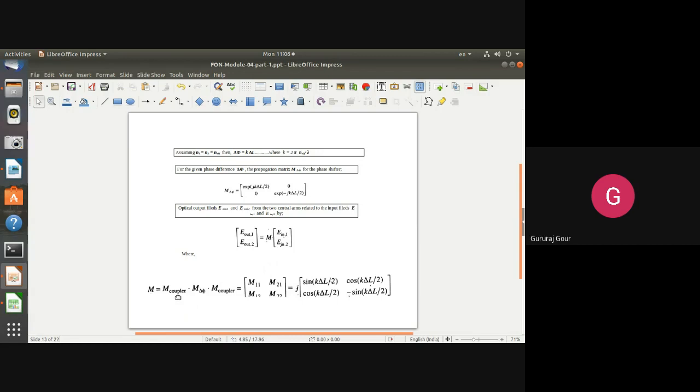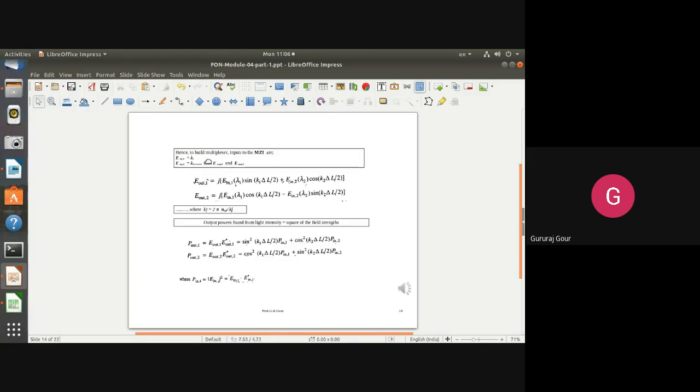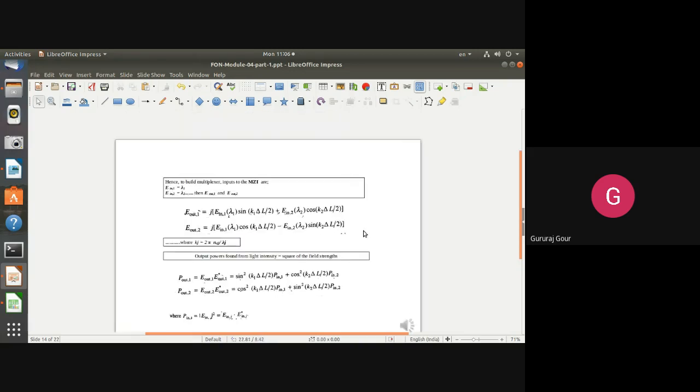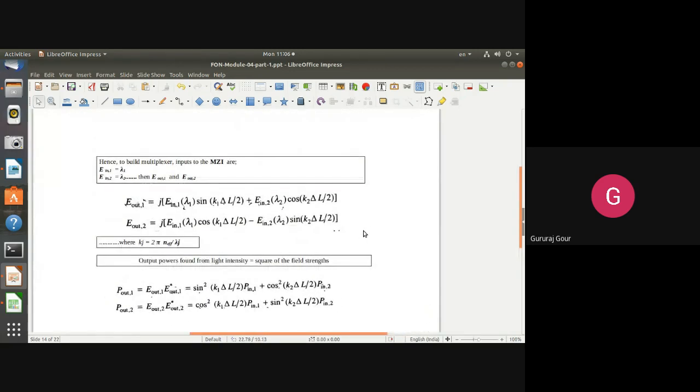So when we write coupler, it means the directional coupler itself we are using as a splitter and the combiner. So here coupler actually refers to the directional coupler. And I have already told how to remember this. So these things you get by assuming that N1 and N2 are equal to the effective index, N effective. Then we are going to modify the delta phi. Hence, to build the multiplexer inputs to the MZI, so what we are getting, so hope it is visible.